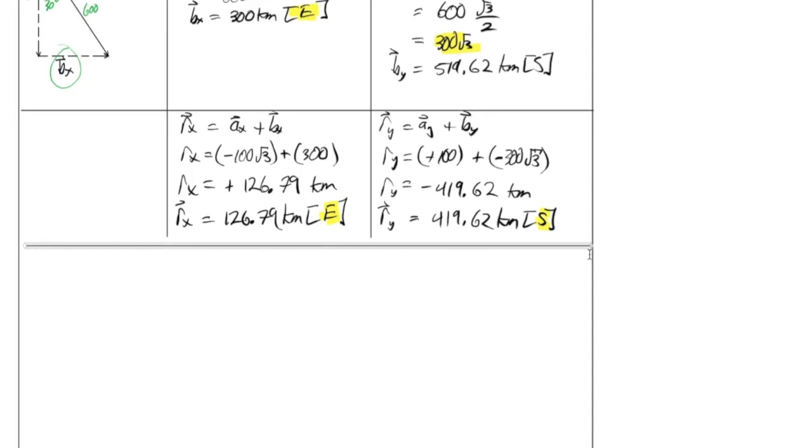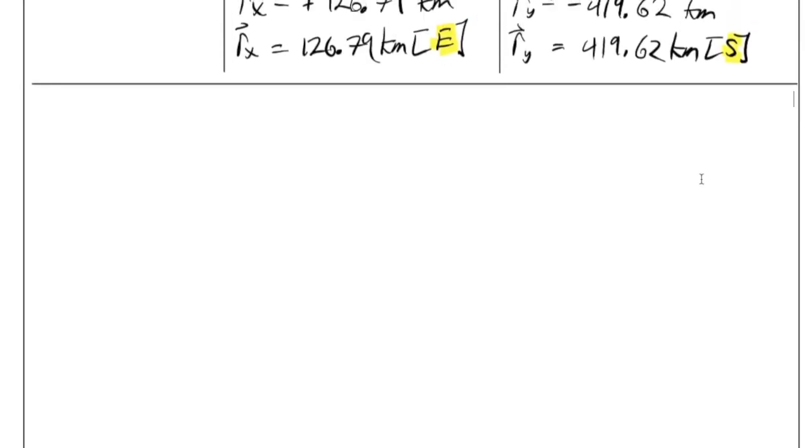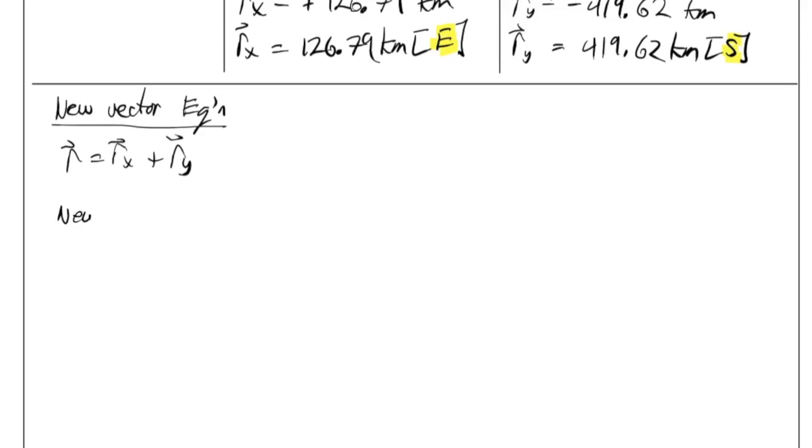Okay, so now that's done. Now we actually have to find the resultant. So, new vector equation, and that is vector R is equal to RX plus RY. That's followed up by the new vector diagram. So now, when you draw this, start with your x, then follow by your y. I'm very picky about that.